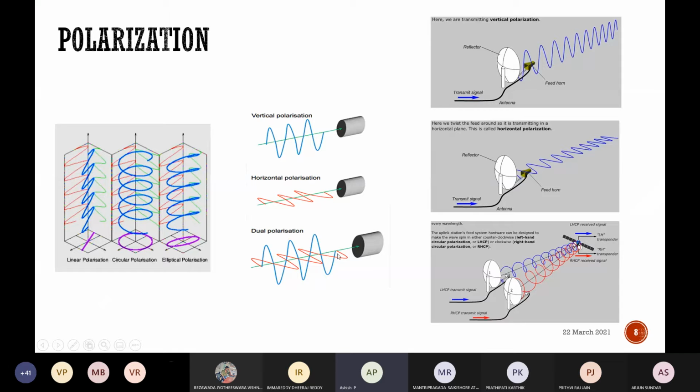Sometimes the signals can take advantage of dual polarization. We can send some signals in vertical polarization and some other signals in horizontal polarization.